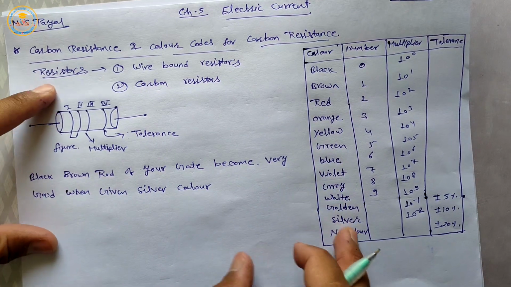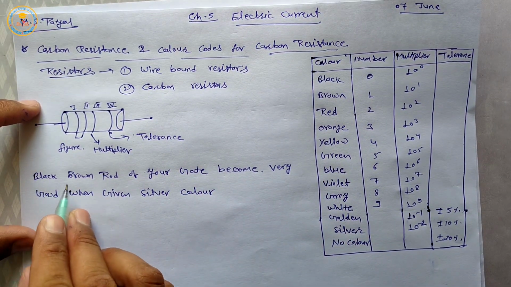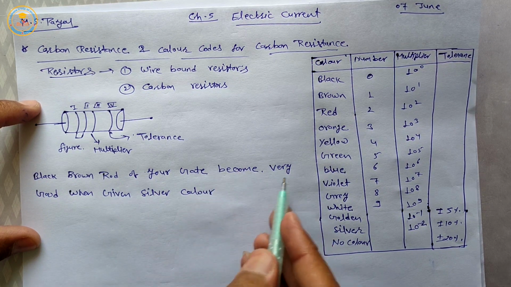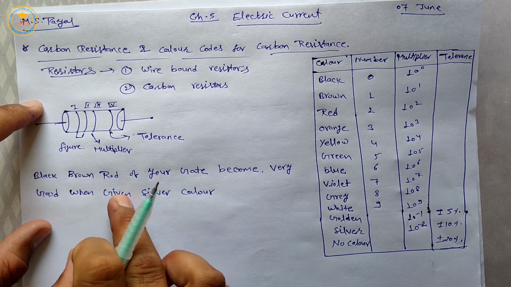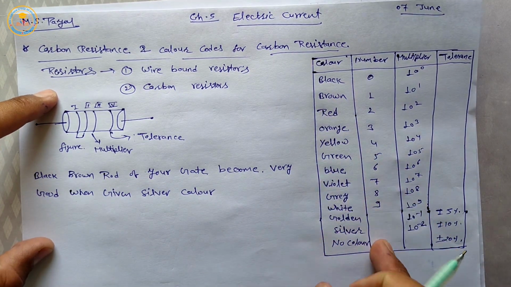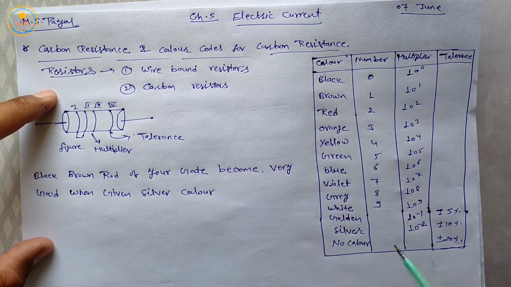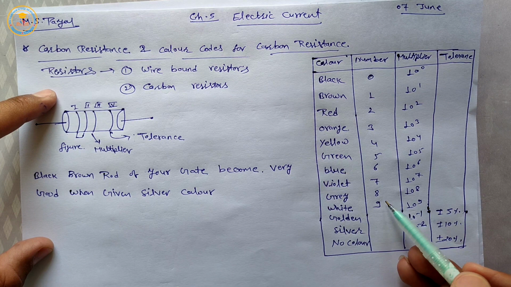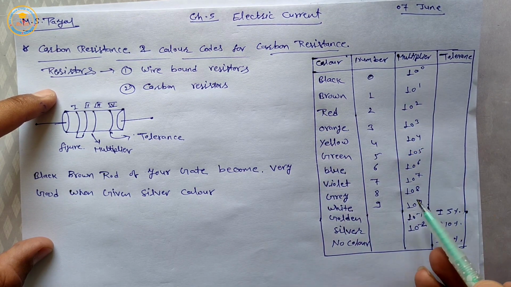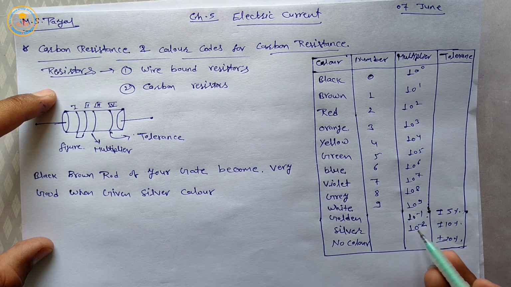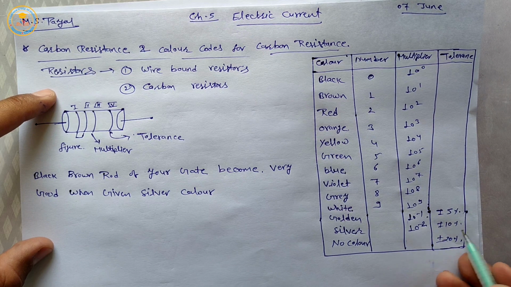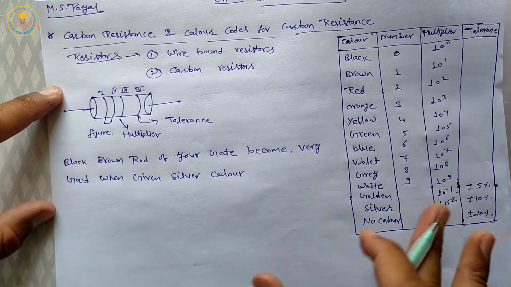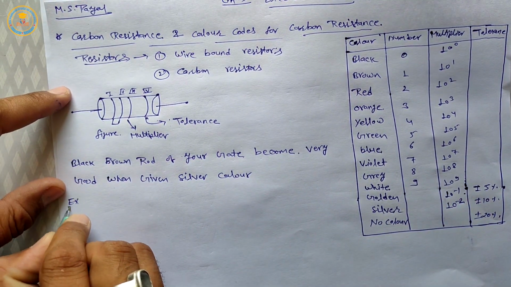Okay, and for this table we learn a simple trick. Black brown road of your gate become very good when given silver color. From this trick we have learned this table. Simply, the numbers of these colors start from 0 to 9, and the multiplier is 10 to the power 0 to 10 to the power 9 and 10 to the power minus 1, 10 to the power minus 2, and the tolerance is plus minus 5% for golden, plus minus 10% for silver, and plus minus 20% for no color. Okay, now we take some examples.